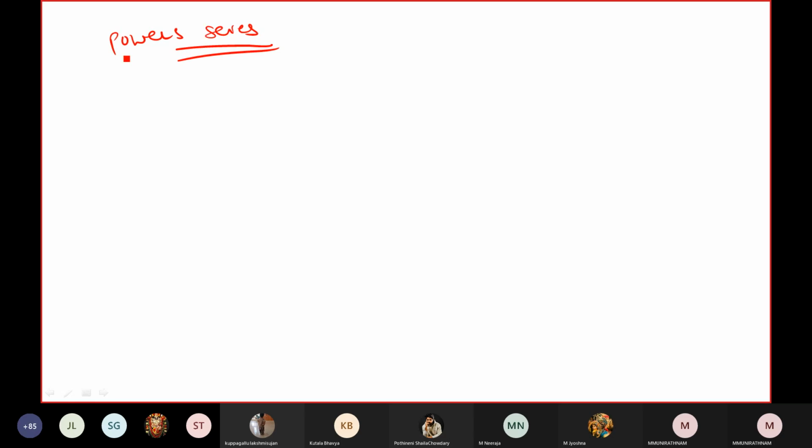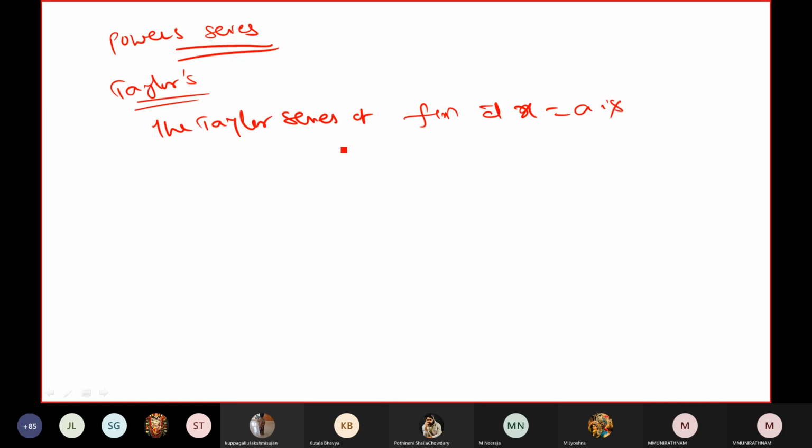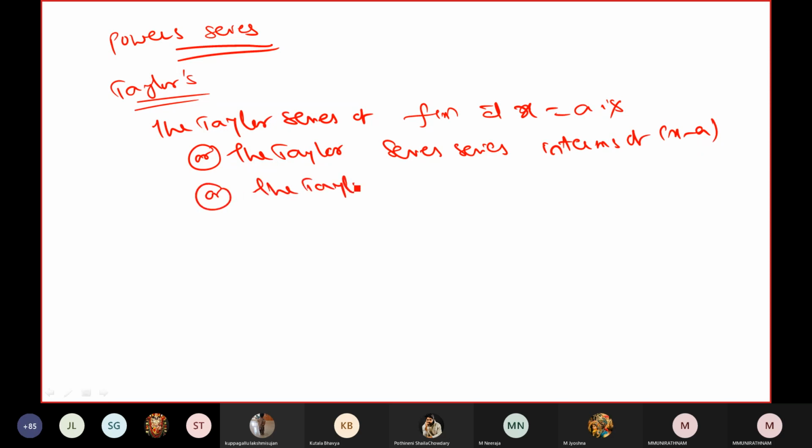So our Taylor series: suppose the Taylor series of any function f of x at x equal to a, or the Taylor series in terms of x minus a, or the Taylor series about x equal to a, whatever you call it, is nothing but the following.